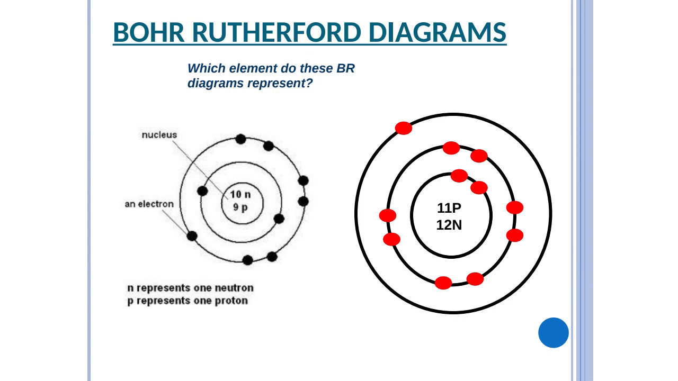We represent the structure of an atom by drawing Bohr-Rutherford diagrams. And the name of these diagrams come from the 2 scientists that contributed major discoveries to the structure of the atom. Bohr, who came up with the energy levels where electrons sit, Rutherford, who is credited with discovering the nucleus. So here are 2 examples of Bohr-Rutherford diagrams, and it says, which element do these Bohr-Rutherford diagrams represent? Stop the video, take a look at the periodic table, and determine which element each of these represents.